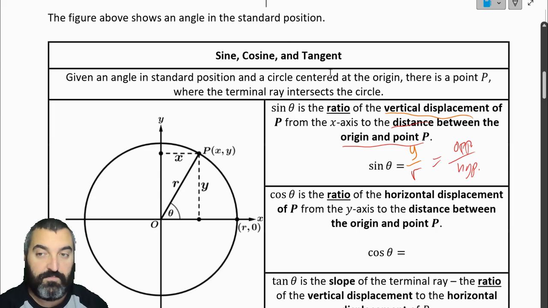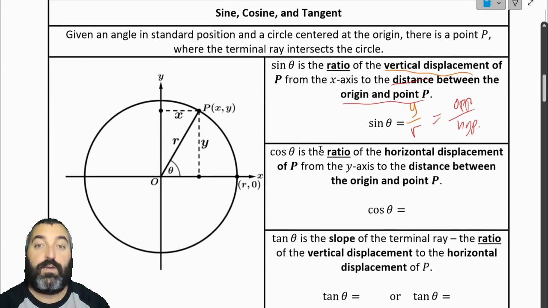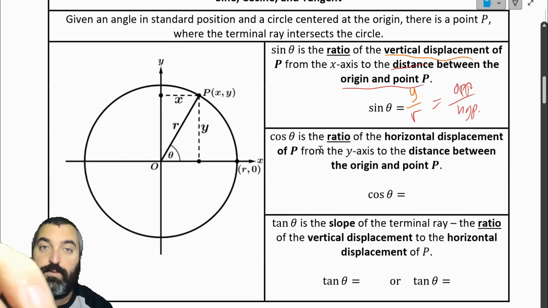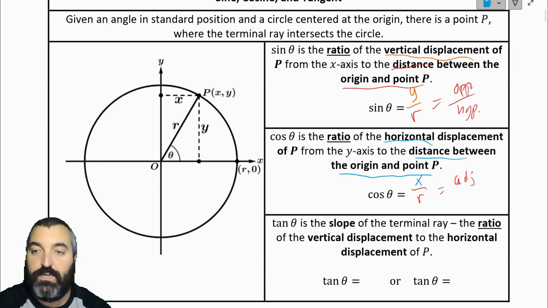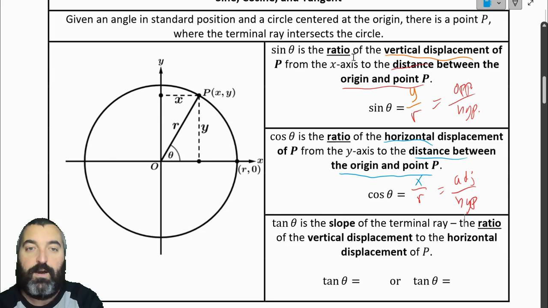May sound familiar. Okay. Cosine is very similar, but it is now the ratio of the horizontal displacement, which is x, and then it's still the distance between the origin and point P, which in our case is r, which again is just the adjacent side over the hypotenuse, which again you've seen previously. We're just now focusing more on those coordinate points.